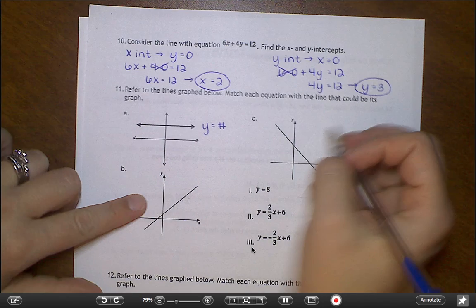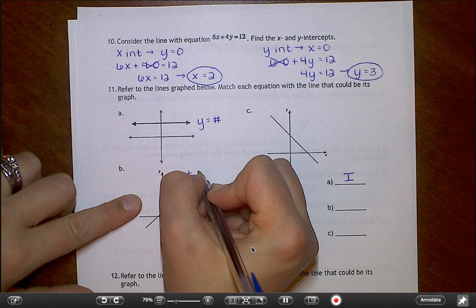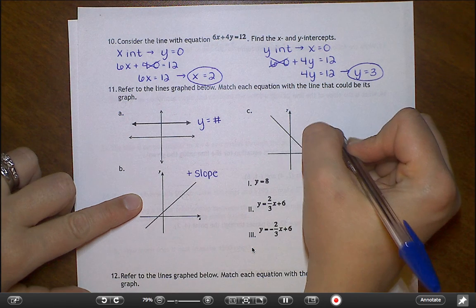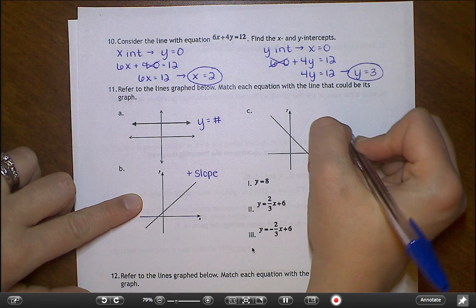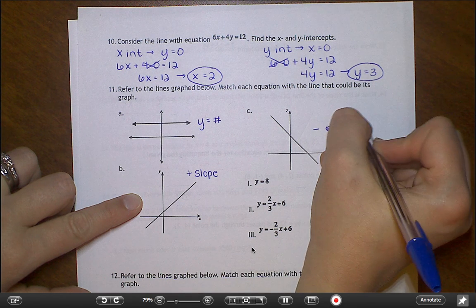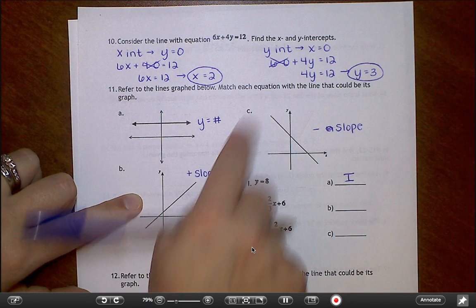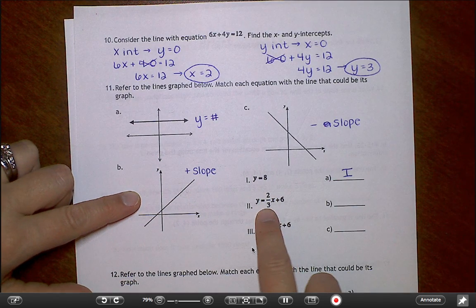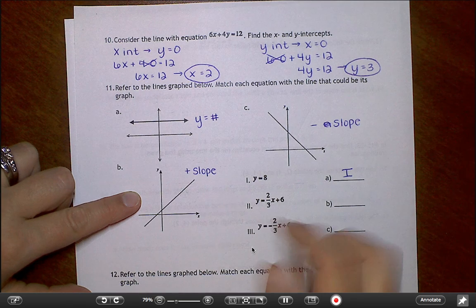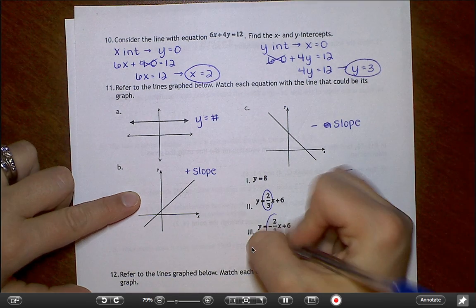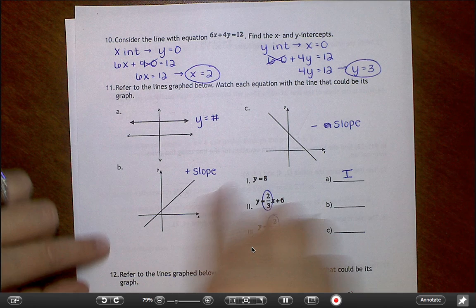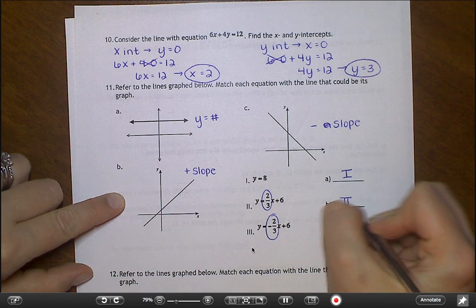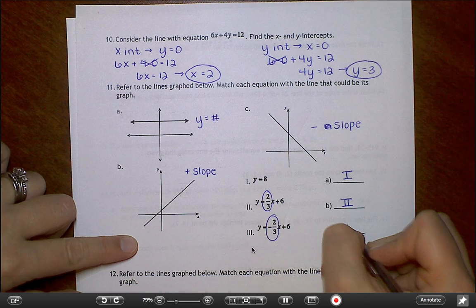The difference here is this has a positive slope, and this has a negative slope. And I know that just from looking at the direction that the line points. If it points up to the right, it's positive. If it points down to the right, it's negative. So looking at my two equations here, this one has a positive slope. This one has a negative slope, so it actually just goes in order. So letter B goes with number 2, and letter C goes with number 3.